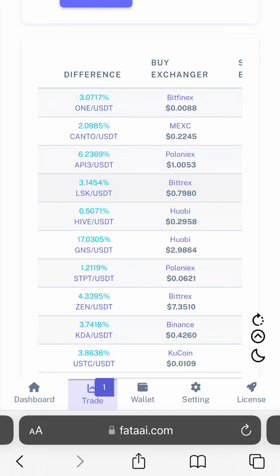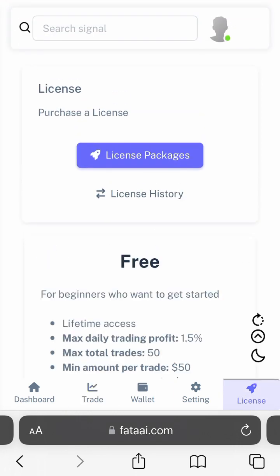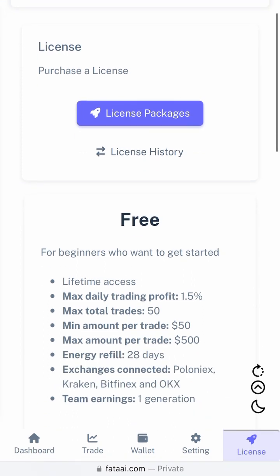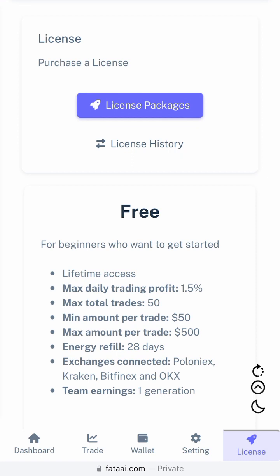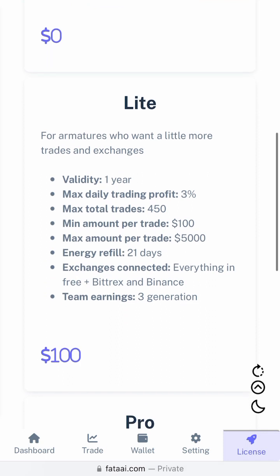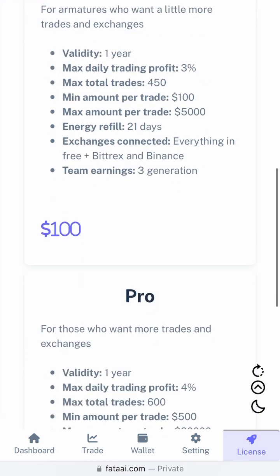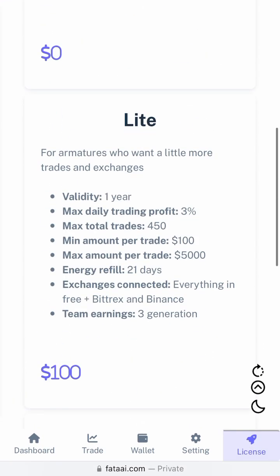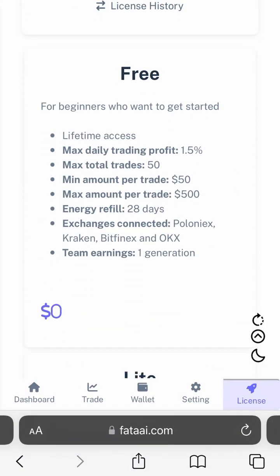Before I go on to how to run your first trade, let me show you the license. Fata actually has licenses. It's not totally free, though it has a free package you can make use of if you are a newbie, or if you don't have much money for purchasing a license. But the higher your license package, the more profit you'll make, and the more enjoyable the system is going to be. Here there is a free package, a light package, a pro package, and then pro max. If you're on the free package, you have lifetime access.